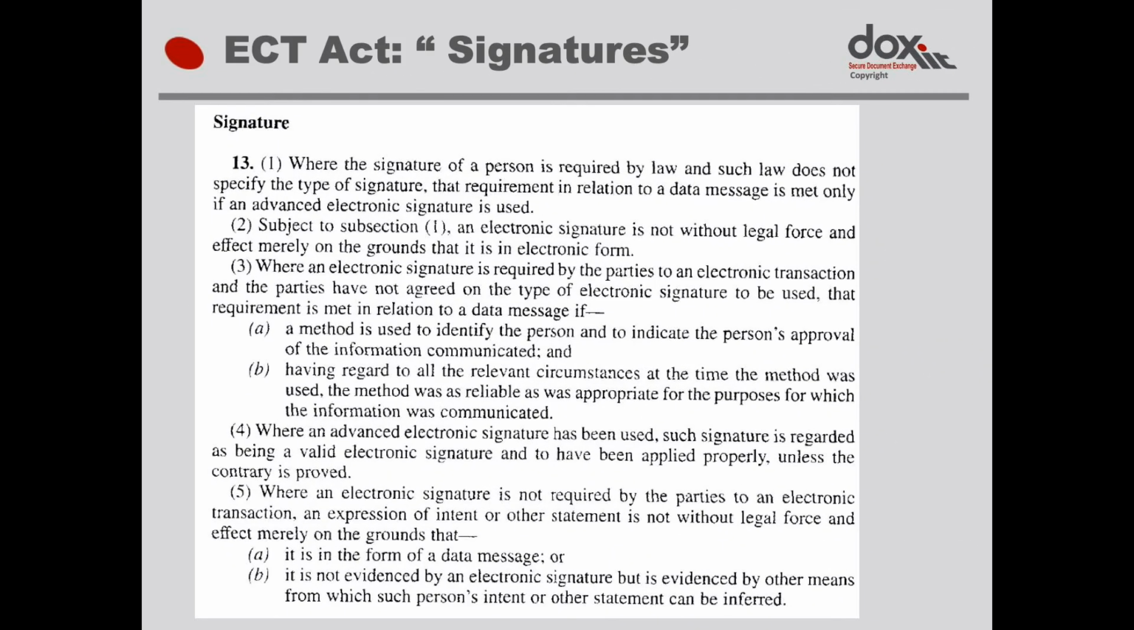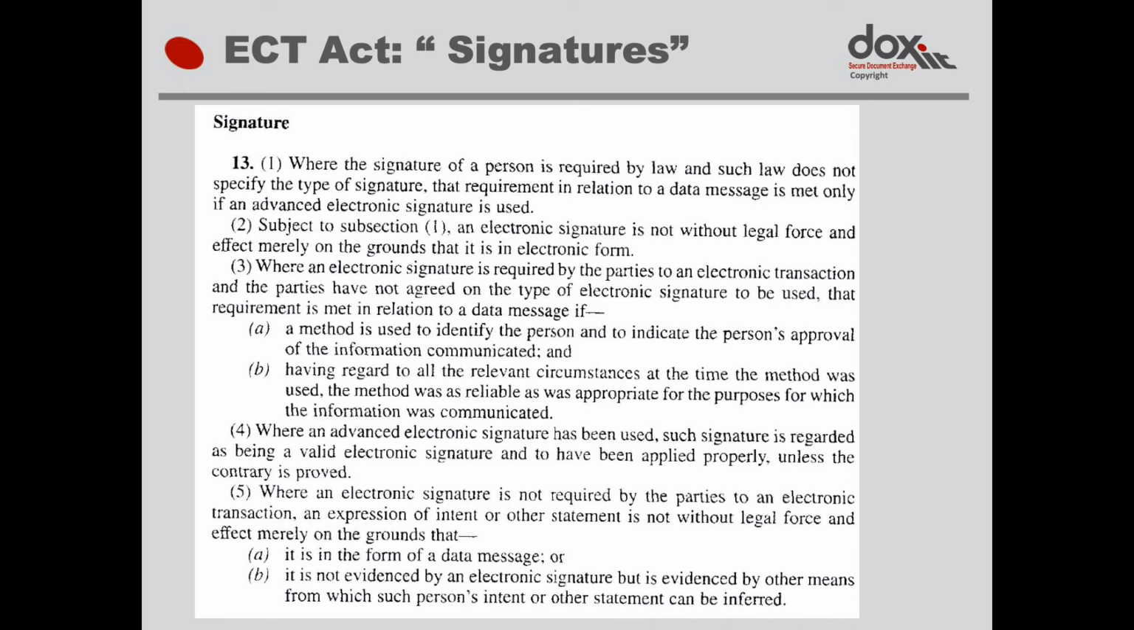Obviously, signing with an advanced electronic signature is much more trouble than simply using an electronic signature. So, when can electronic signatures be used, and when do we have to use an advanced electronic signature? The rule is simple. When the law requires that a signature is needed, such as on a trust deed, an advanced electronic signature must be used. In all other cases, a simple electronic signature may be used.